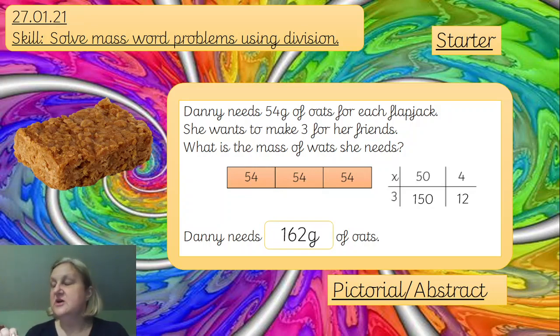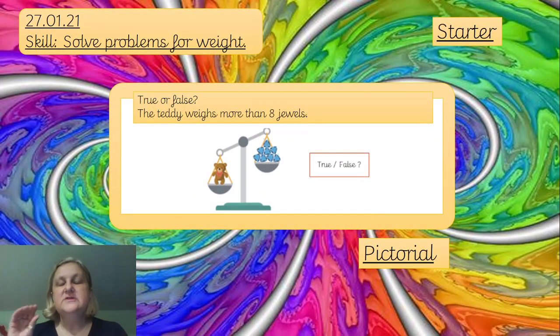If you've just got 162 on its own, it's not right. You need to get that unit of measure in there. It's really important. It's got to work for the question that you're being asked.